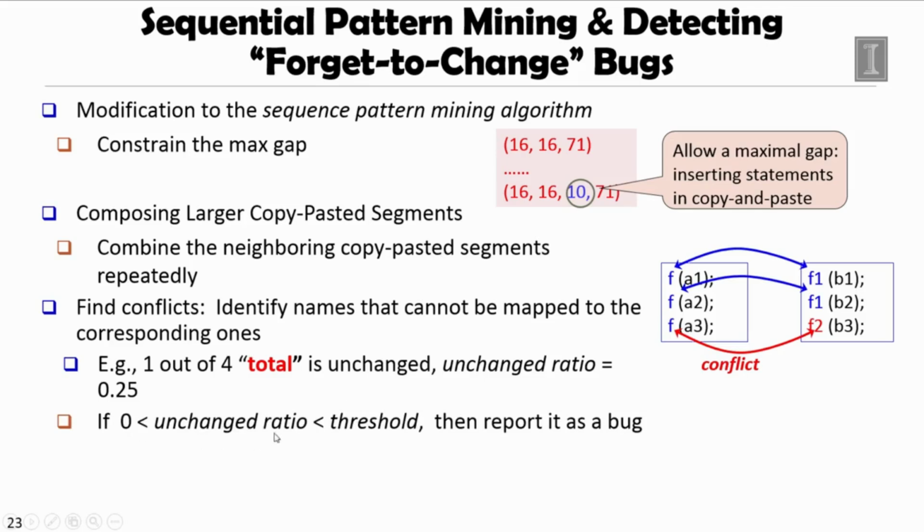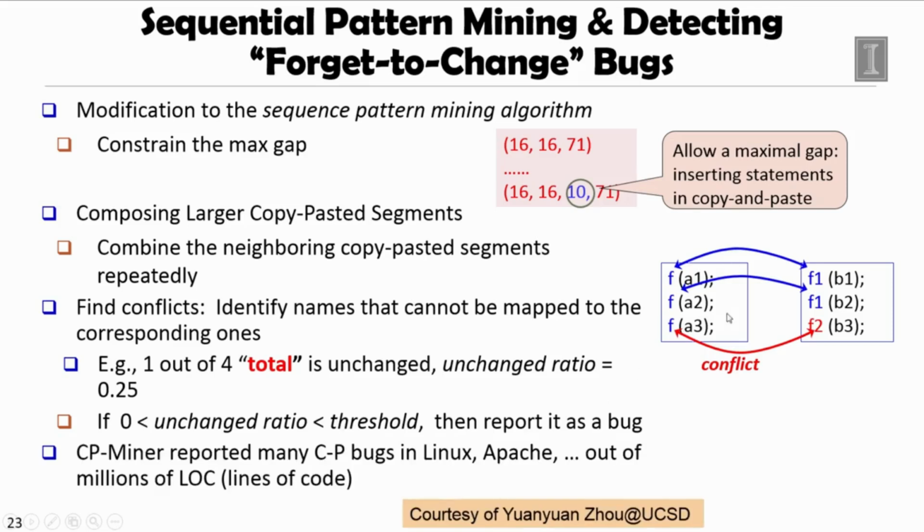If you set up an unchanged ratio, if it's greater than 0, it means something did change, but if the unchanged ratio is less than a specified threshold, then we can say this likely could be a copy and paste bug. This one was done by YY Zhou's group. They worked out CP-Miner. They mine common source code like Linux, Apache, Postgres. So they actually find many copy and paste bugs out of millions of lines of code.